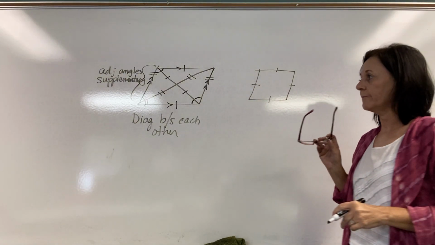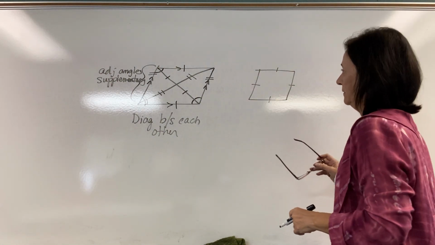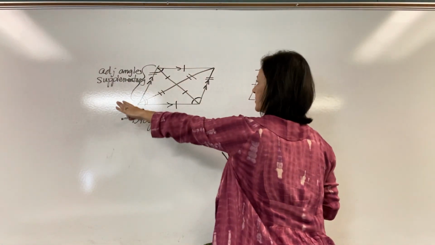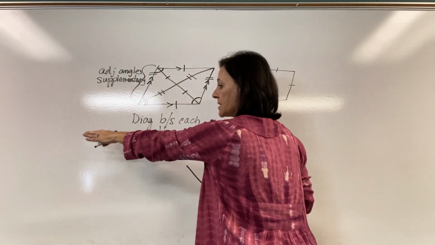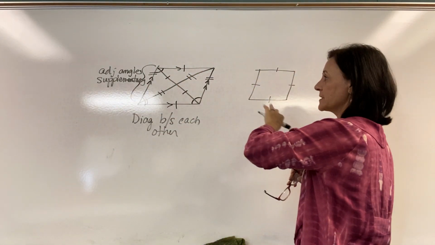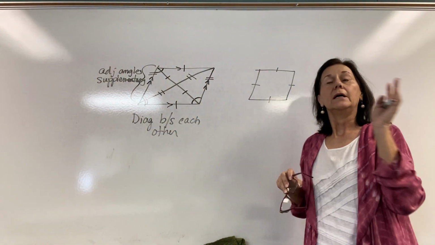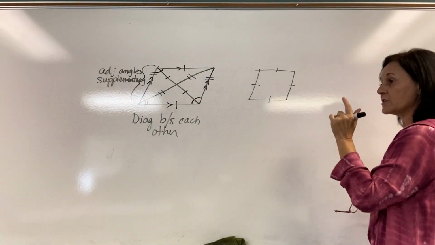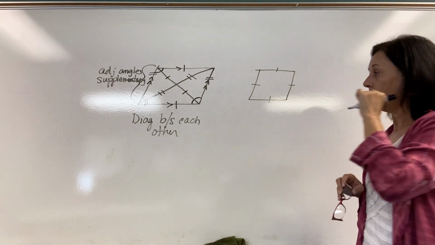There's also something unique. All of these things are true: opposite sides are parallel and equal, the diagonals bisect each other, opposite angles are equal, adjacent angles are supplementary. But there's also something true about the diagonals.